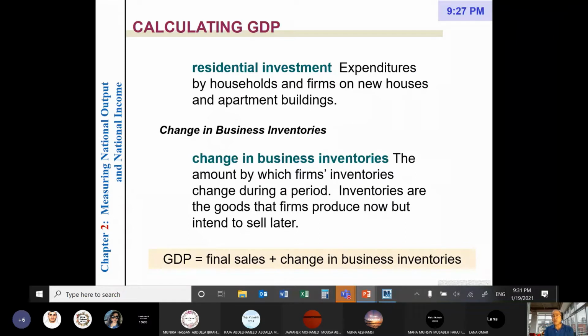Let me change the equation. Which category is most important to economic growth? Which category is most important to increase output? The answer is non-residential investment, because when we add new machines, we will be able to produce more output. And this is much more needed in poor countries to increase their output.